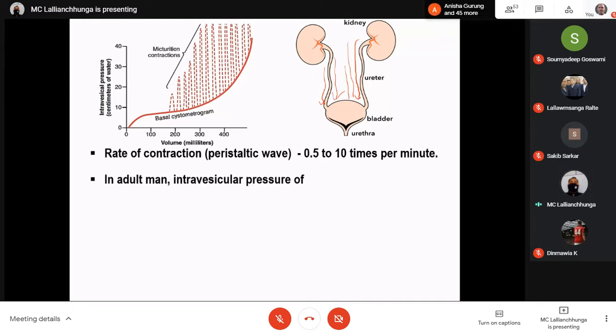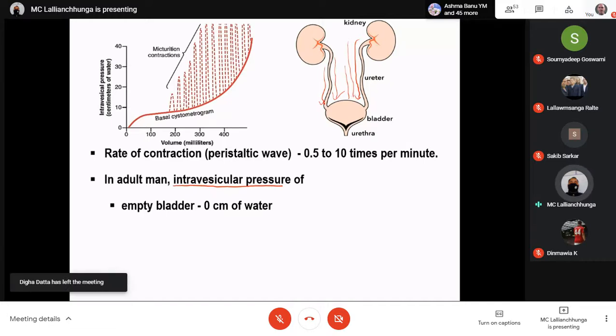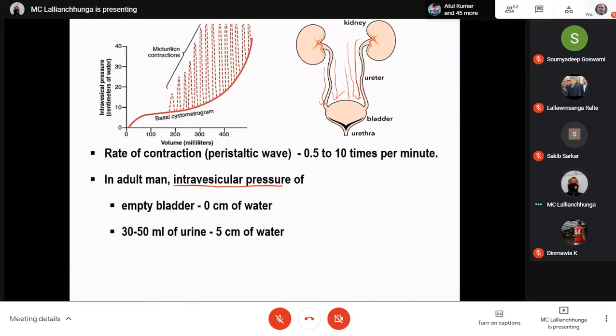So, in adult men, the intravesicular pressure, that is the pressure inside the urinary bladder, when the bladder is empty is 0 centimeter of water. Suppose the bladder is filled with 30 to 50 ml of urine, the pressure will be 5 centimeter of water. When the bladder is filled with 200 to 300 ml of urine, the pressure rise will be minimum. That means the rate of the rise of the pressure will decrease.